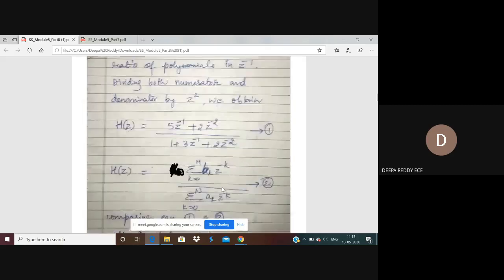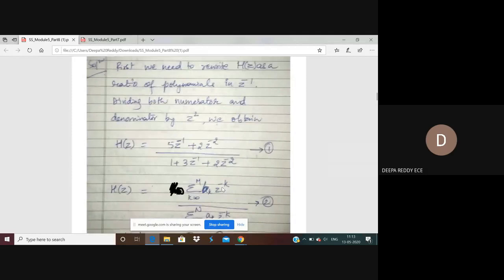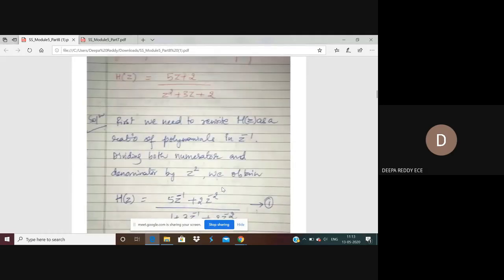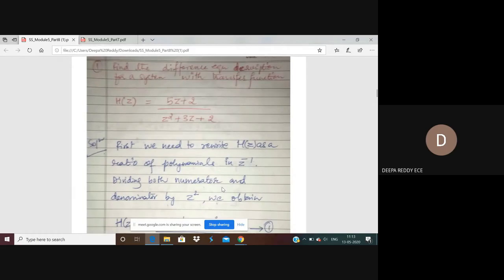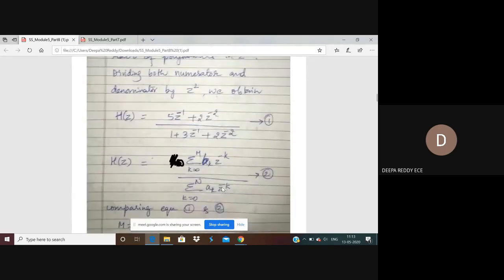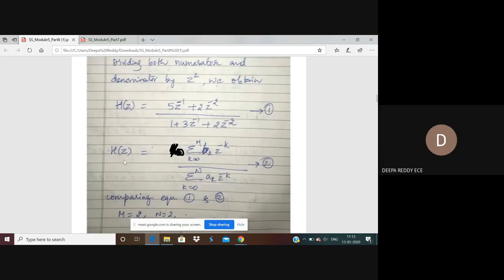Now, as we have seen in our equation 5, we had expressed the given H(z) in terms of the difference equation description. We will try to rewrite this also. H(z) is equal to summation 0 to m of bk z to the power of minus k, divided by summation 0 to n of ak z to the power of minus k. This is exactly the standard expression we derived in equation 5. It is just rewritten here as equation 2.